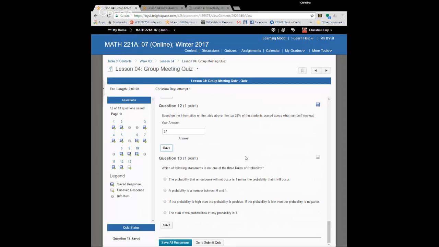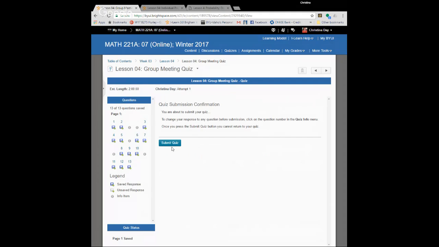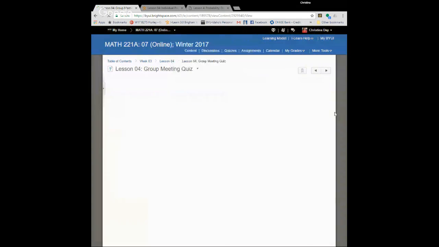All right. Which of the following statements is not one of the 3 rules of probability? That's going to be easy. It's number C. If the probability is high, then the probability is positive. If the probability is low, then the probability is negative. You can't have a negative probability. Exactly. That's rule number 1, right? Right. Okay. I'll go ahead and submit mine. Cross fingers. Submit.